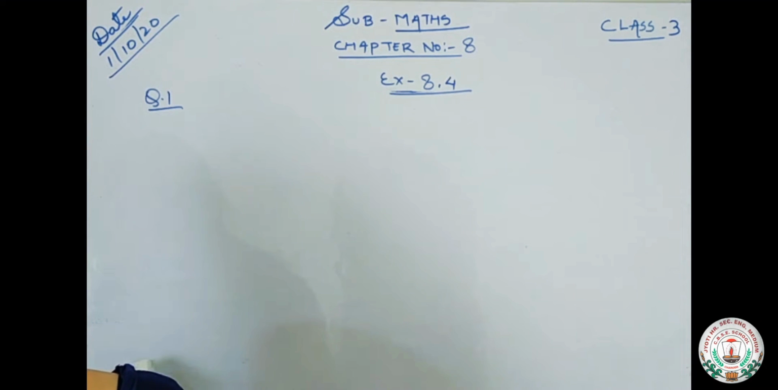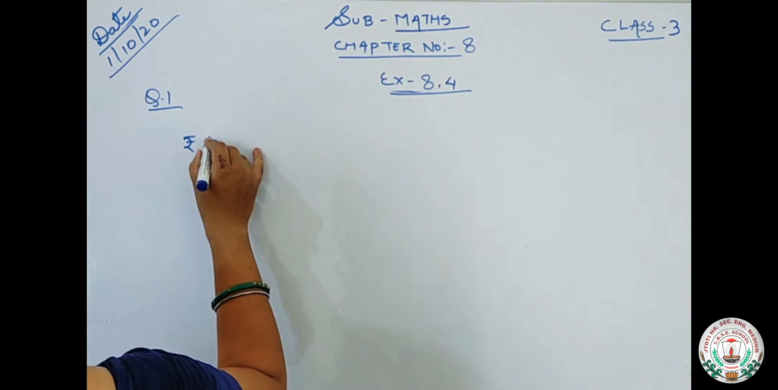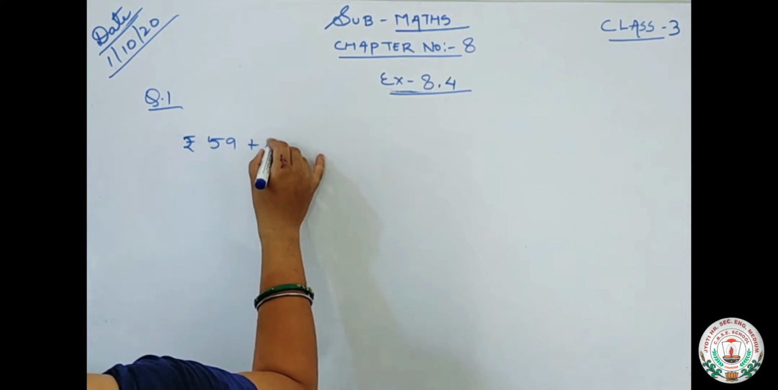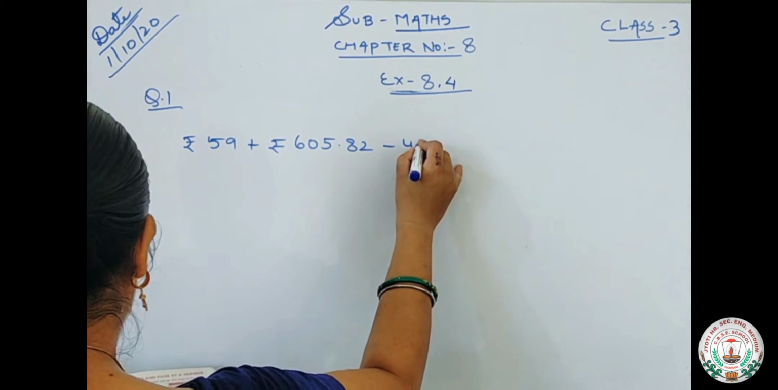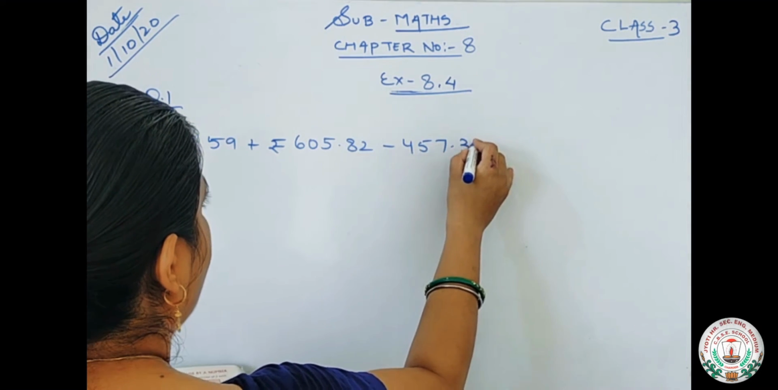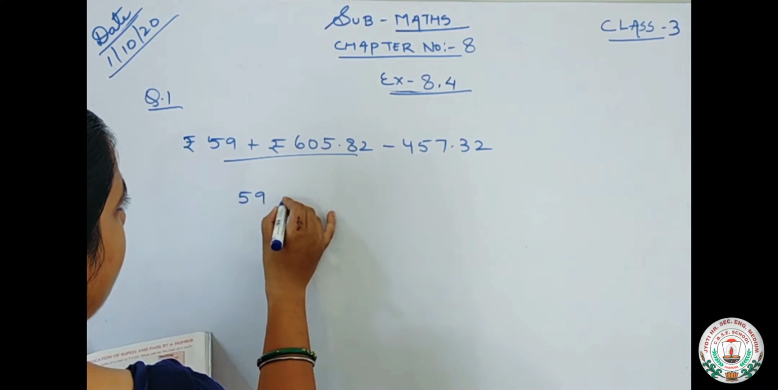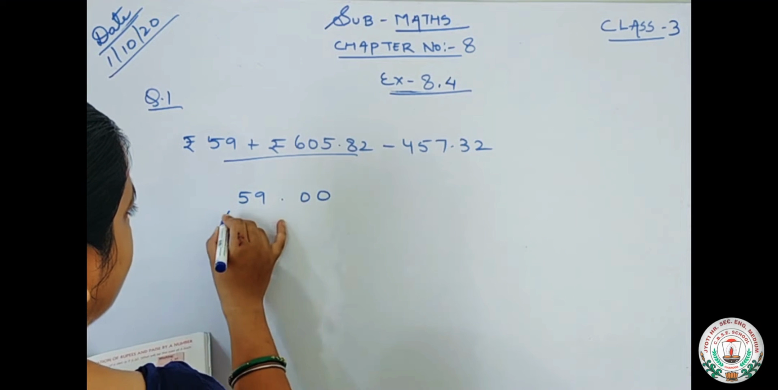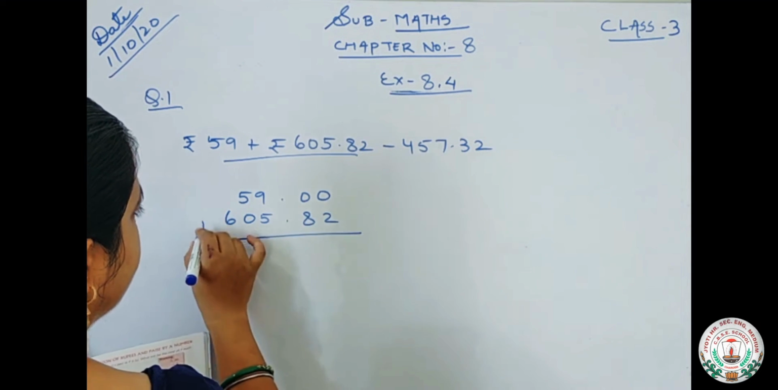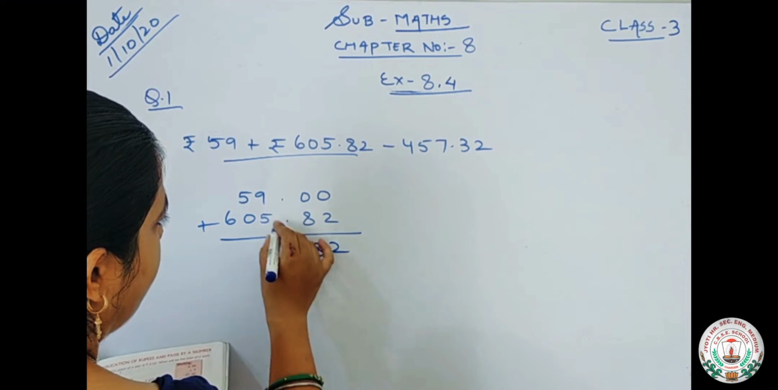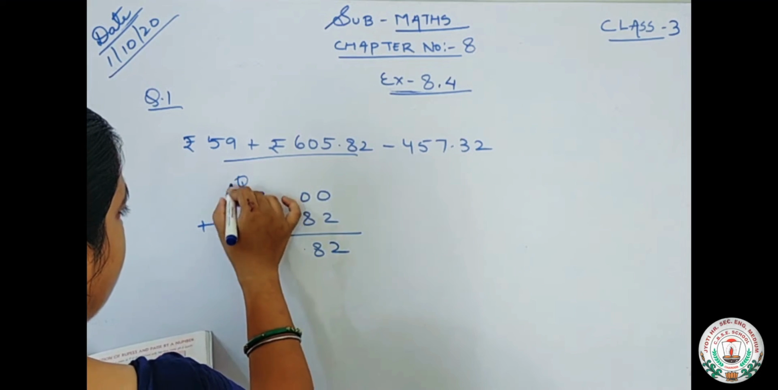number 2, which is plus and minus both. Rupees 59 plus rupees 605.82 minus 457.32. First we will add. So 59.00 and 605.82. First we will add: 2, 8, 9 plus 5, 14, 4, 1, 6 and 6.